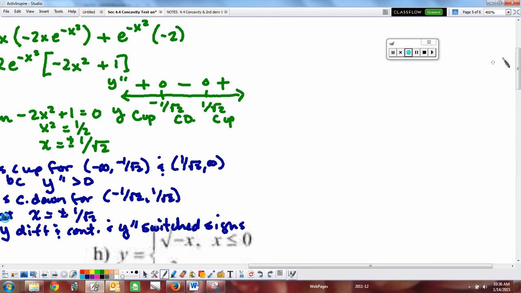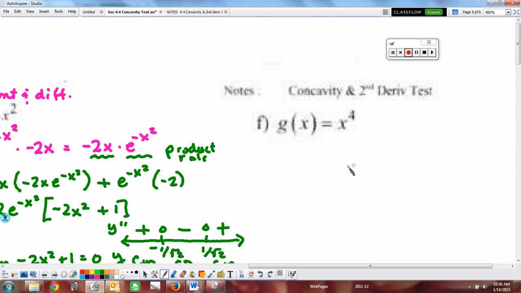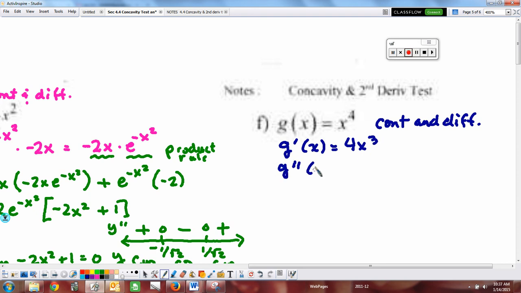All right, so let's come over to the next example, a fun one. You think, oh yeah, that'll be easy, right? It's a continuous and differentiable function. Our g prime of x is equal to 4x cubed, easy. G double prime of x is 12x squared, again, easy.